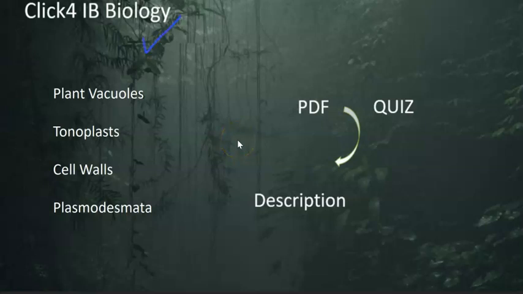Click for IB Biology. This is our third video in the eukaryotic cell structures, looking at organelles. In this one we're going to be looking at plant structures such as the vacuole, the tonoplast, which is the membrane around that vacuole. We'll also take a look at the cell wall, although theoretically the cell wall is not considered to be an organelle as it's actually outside of the cell membrane. It's an extracellular structure, so not strictly speaking an organelle, but one that we should be aware of. And then these curious structures called plasmodesmata, which exist in plant cells.